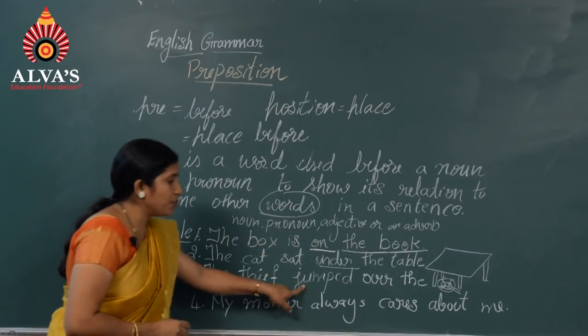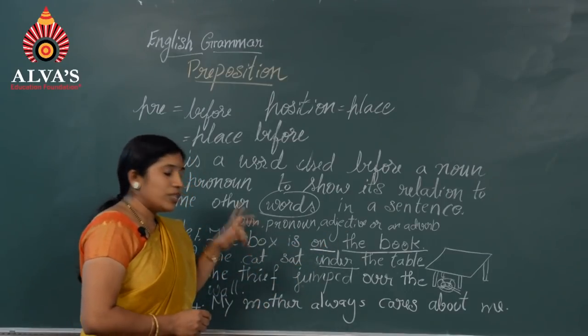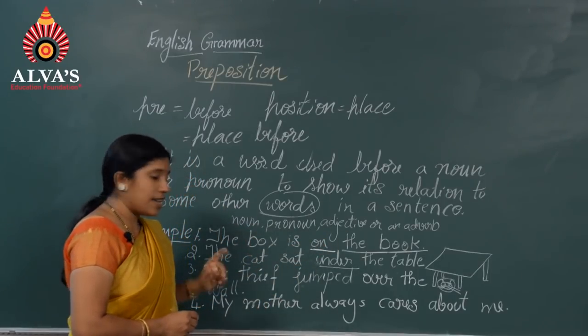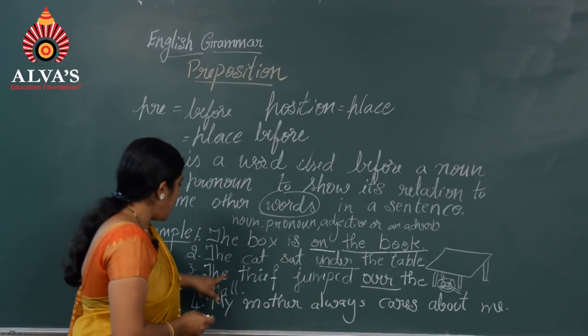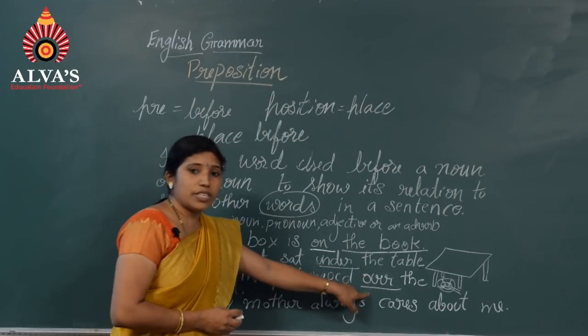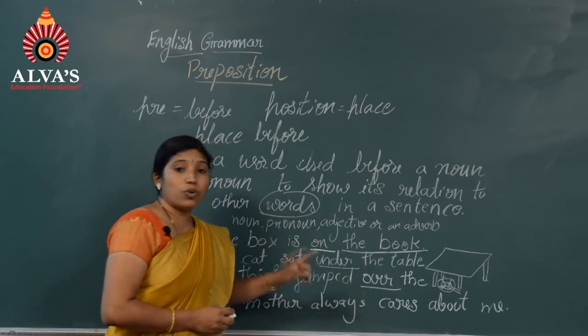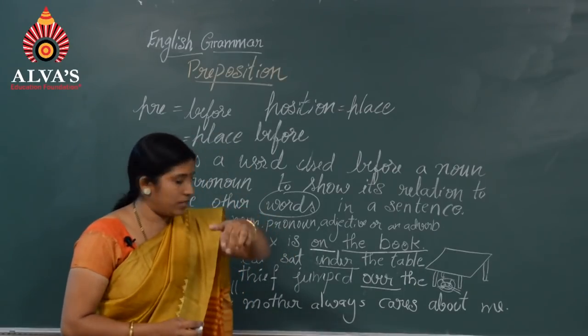The thief jumped over the wall. Which is the preposition here? It is over. What is the function of this preposition over? It shows the movement, or it shows the direction of how he jumps.